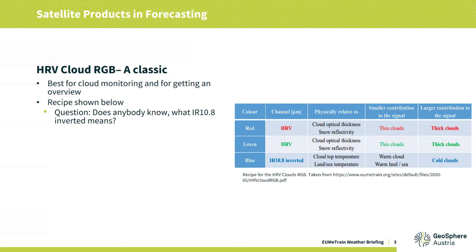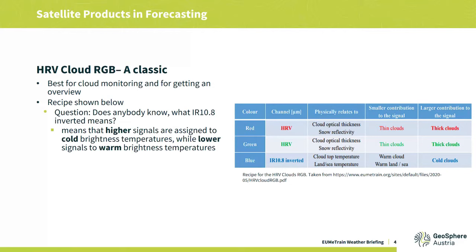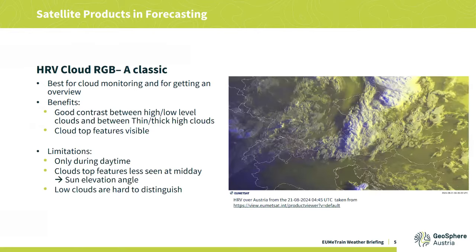Question, does anyone know what that inverted part of it means? You can either write it in the chat or even unmute yourself and tell me the solution if you know it. There is a little hint given in the recipe, but I will just go there. It means that higher signals are assigned to cold brightness temperatures, while lower signals are assigned to warmer brightness temperatures, which gives a little bit more detailed view on the clouds.